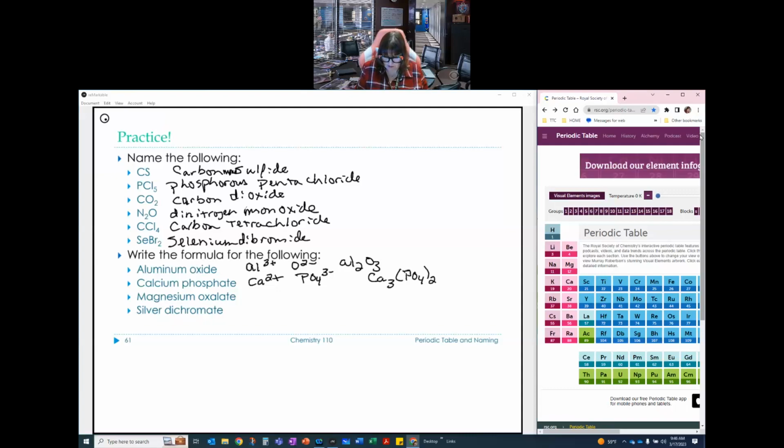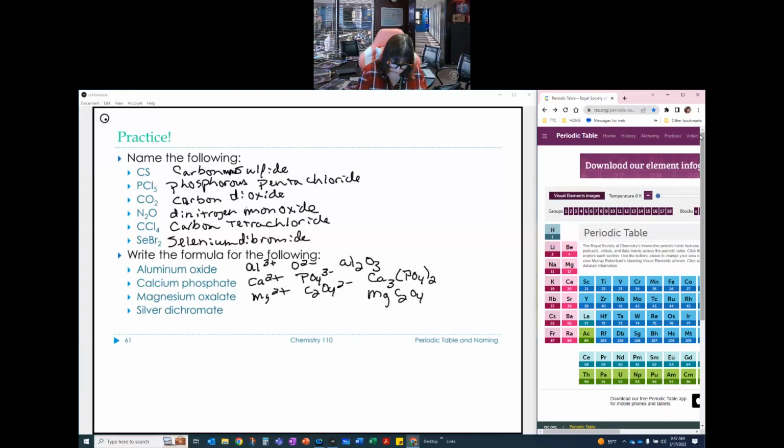Magnesium oxalate. And what the heck is an oxalate? Well, let's go look. Polyatomic ions. And we'll look for oxalate. Oxalate is C2O4 2-. C2O4 2-. And magnesium is 2+. Sorry, I'll put that in place. So since I have a 2+ and a 2-, it's going to give me an MgC2O4.